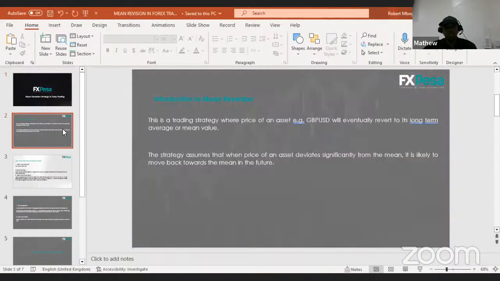This is a trading strategy where the price of an asset, let's say GBP USD, will eventually revert to its long-term average or mean value. This strategy assumes that when the price of an asset deviates significantly from the mean, it is likely to move back towards the mean in the future. Sam, this is where you'll hear traders say that price will always come back, but where?